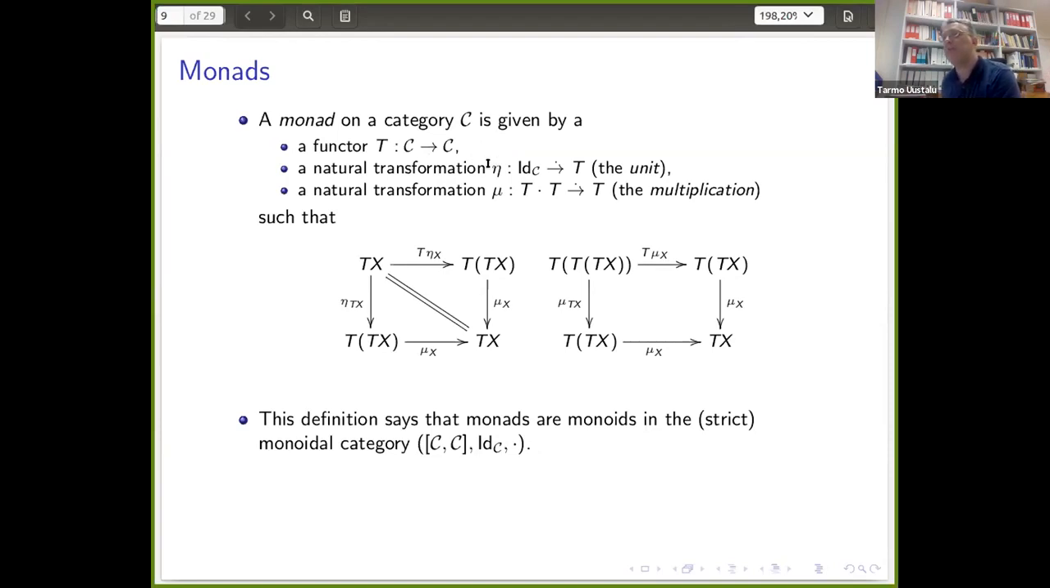There is a natural transformation eta from identity to T, which actually means that you've got a map from x to T of x for every x. And you see these things here on the picture. This is eta at T of x, which actually goes from T of x to T of T of x. So it's an instantiation of this polymorphic function at T of x.